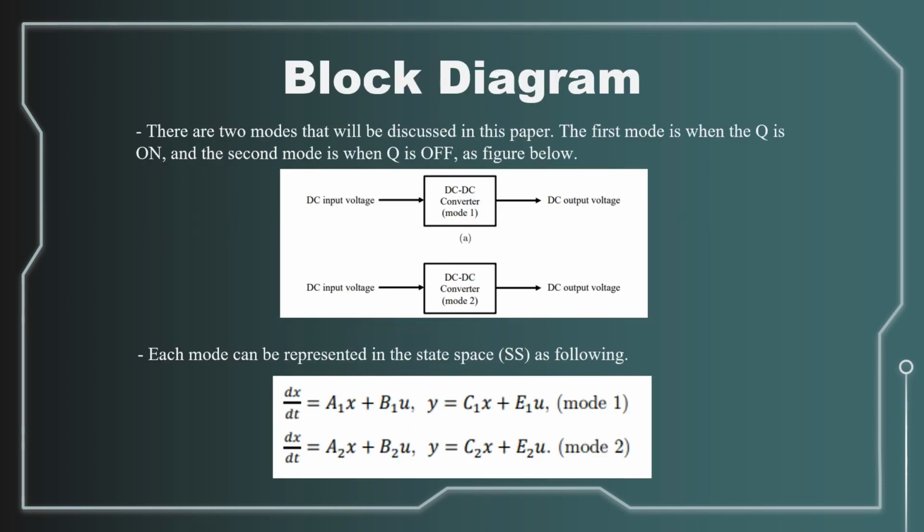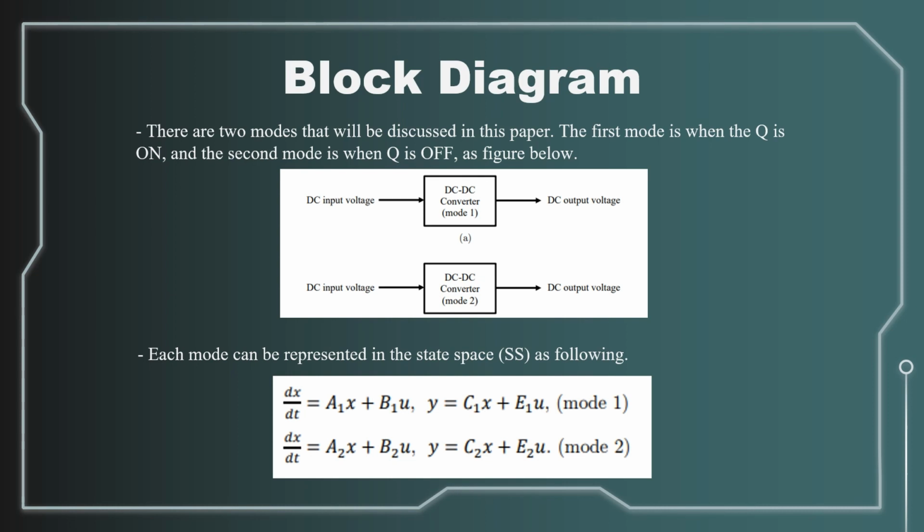For the block diagram, there are two modes that will be discussed in the paper. The first mode is when Q is on and the second mode is when Q is off, as in the figure below. So the first figure is DC input voltage to DC converter mode 1. So the output is DC output voltage. For figure 2, DC input voltage to DC converter mode 2, and the output is DC output voltage.